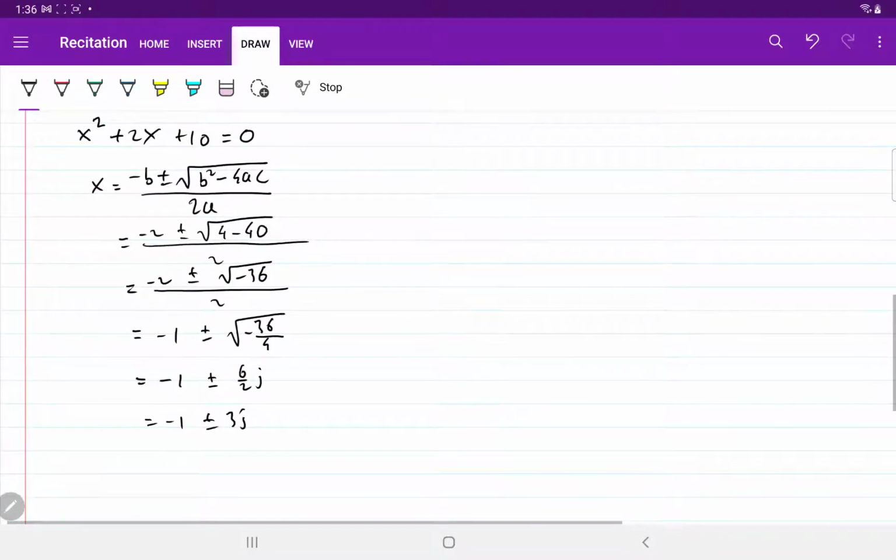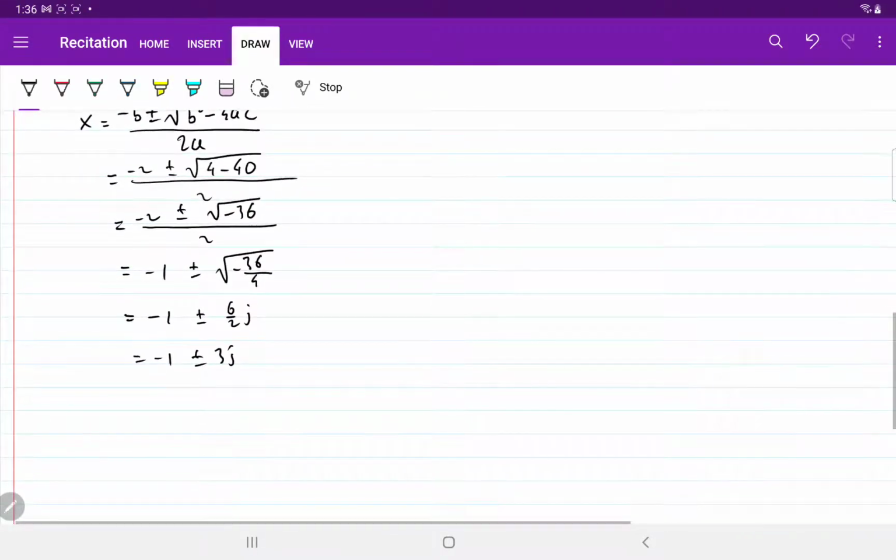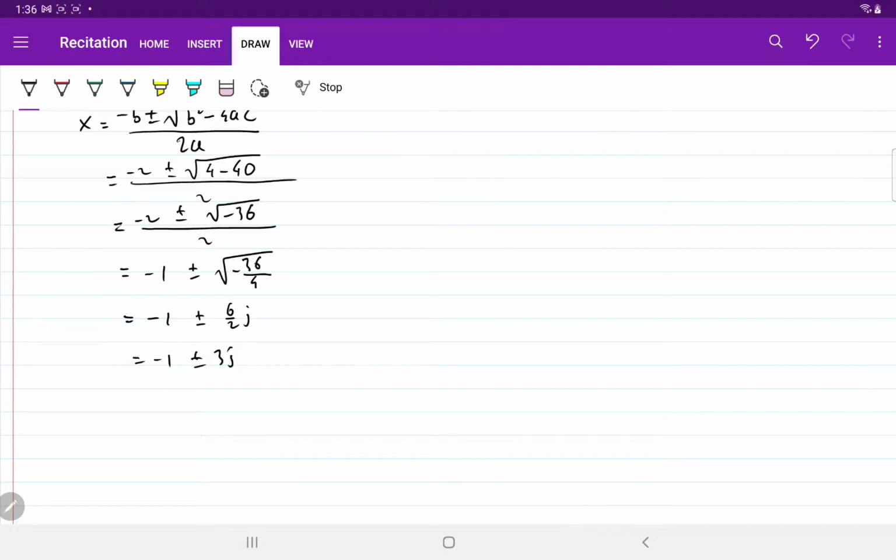Okay, so in general, complex numbers can be represented by a real part and an imaginary part.